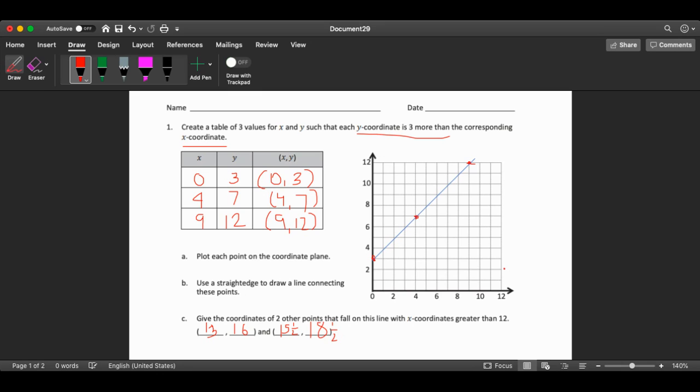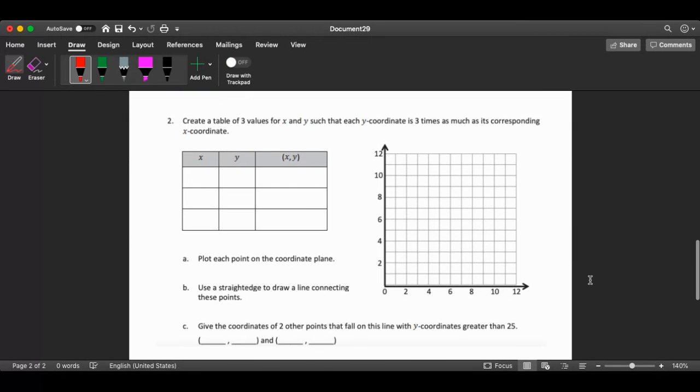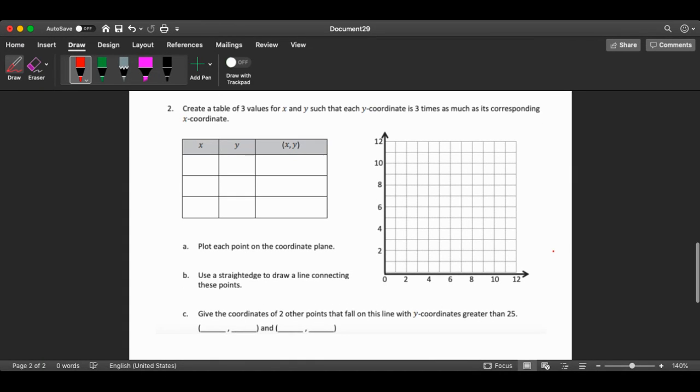Okay, let's look at the next one, page 43. Also very similar, but we have a different rule now. It says create a table of 3 values for x and y such that each y coordinate is 3 times as much as the corresponding x coordinate. All right, so again, it sounds a little confusing, but really it's not. The y coordinate is 3 times as much as the x coordinate. Corresponding just means the point that it goes with. So whatever x is, y has to be 3 times that.